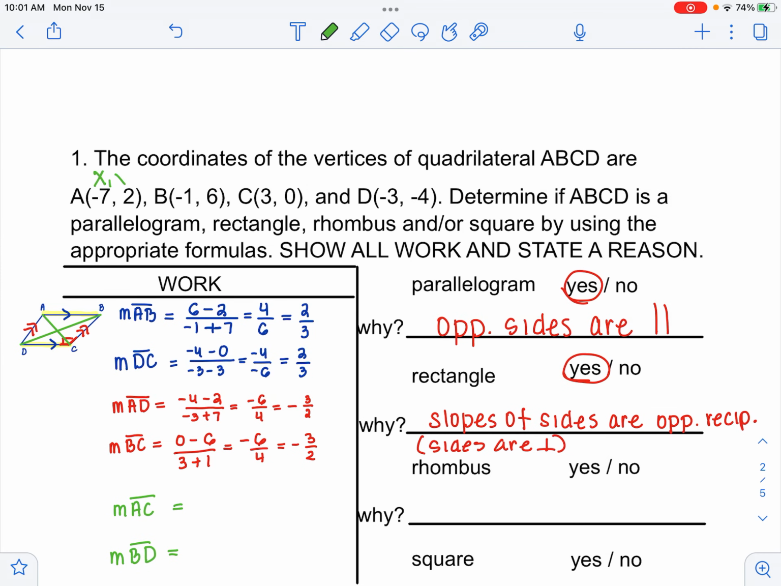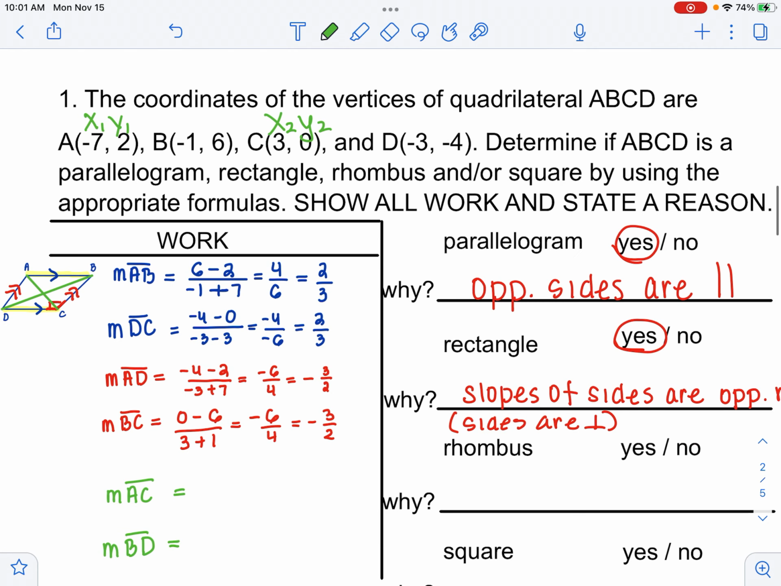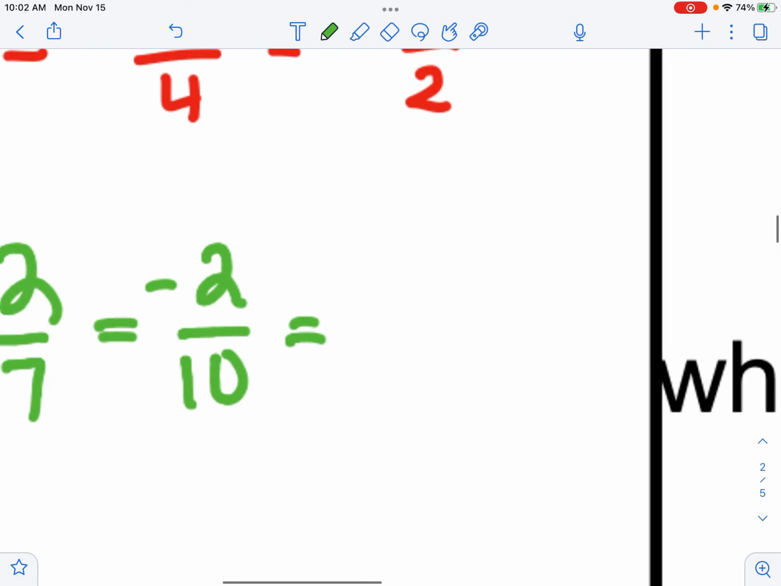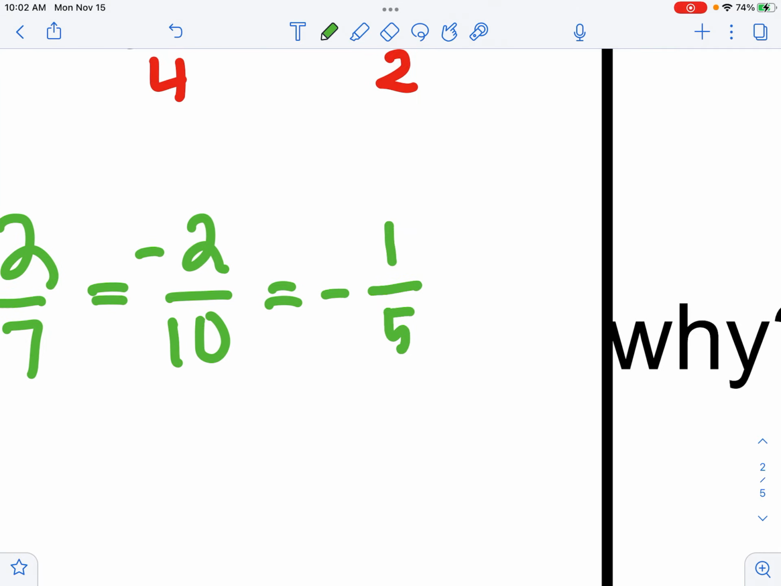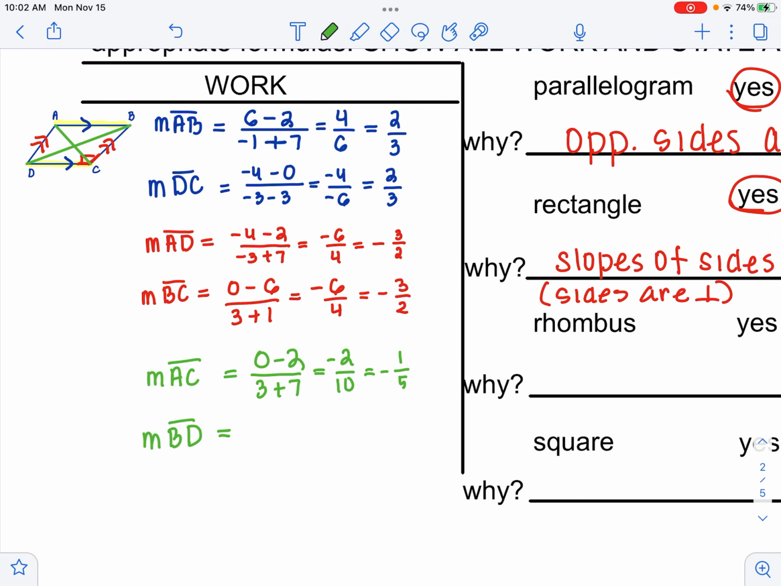So A is x1, y1. C is x2, y2. y2 is 0 minus y1 is 2, over x2, which is 3, minus x1, which is -7. So I have -2/10. That fraction is simplifiable. I know it's negative. 2 goes into itself once, 2 goes into 10 5 times. So if you think about what the opposite reciprocal of this is, it's the number 5, a positive 5. So if I get BD slope is 5, I know those two lines are perpendicular and this is a rhombus.